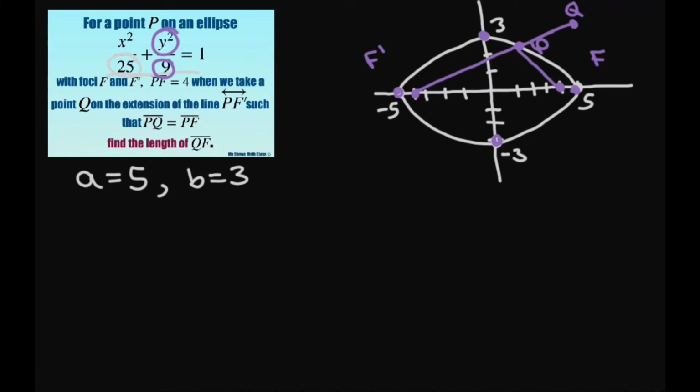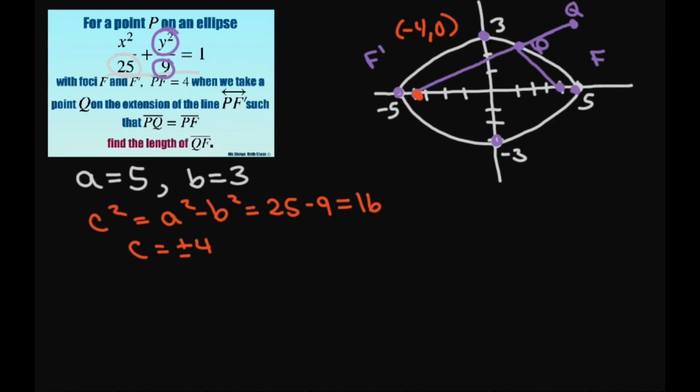All right, now for our foci points, that's C squared equals A squared minus B squared. So that's going to equal 25 minus 9, which equals 16. So C is going to be plus or minus 4. So this point here is going to be negative 4 comma 0. And this point here is going to be 4 comma 0. Now this is where I put the point. So this is point P.